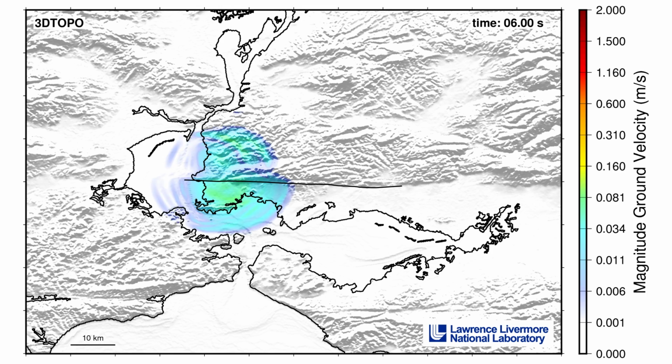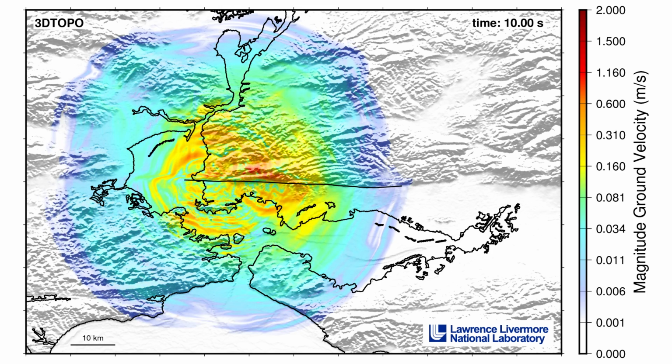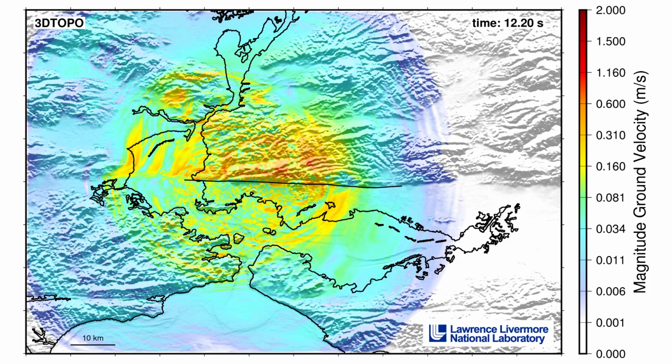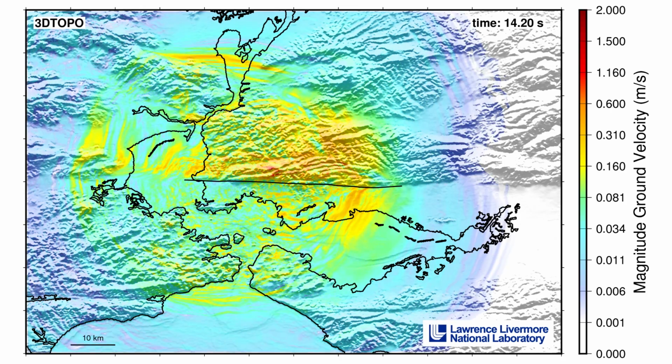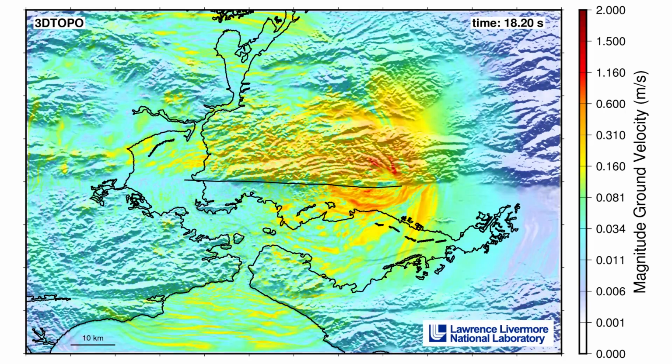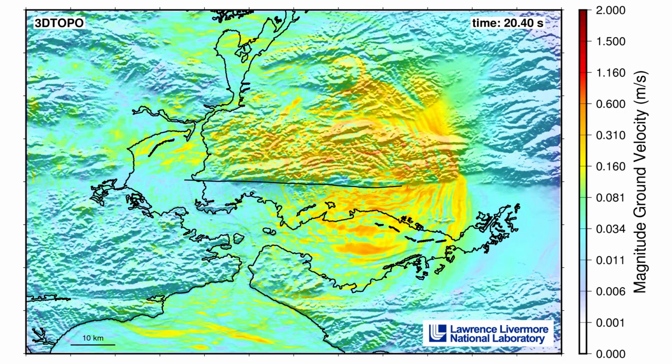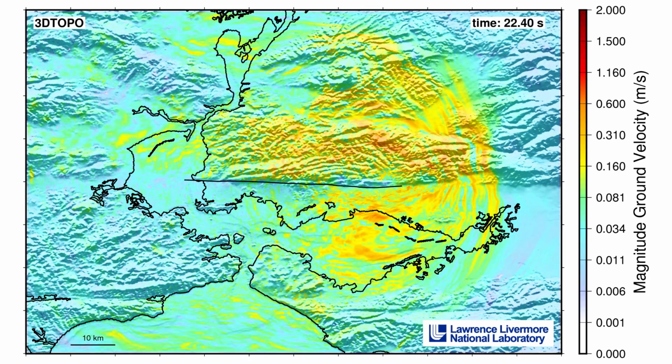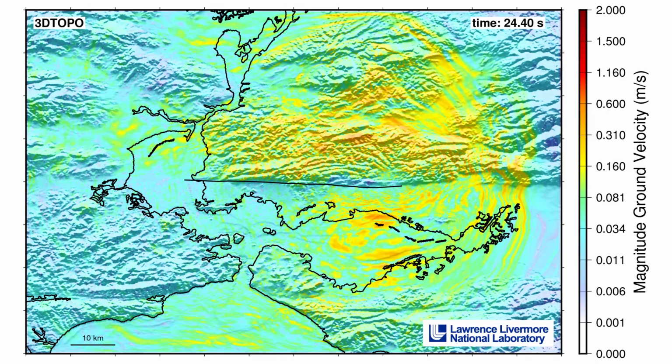This is the highest resolution earthquake simulation ever done for Northern California that takes into account three-dimensional geological structure and topography. To achieve this level of detail, the simulation was done on one of the lab's supercomputers, where the calculation ran on over 86,000 processors for 18 hours. Let's take a look at what happens.